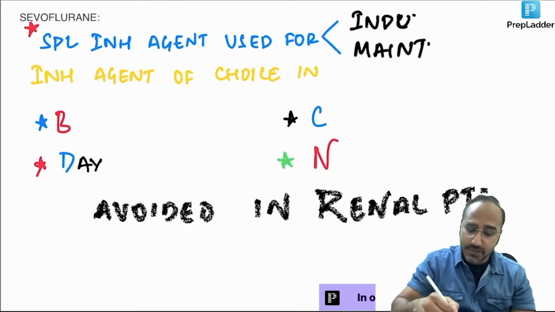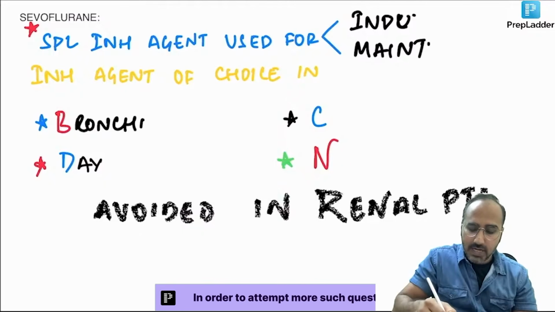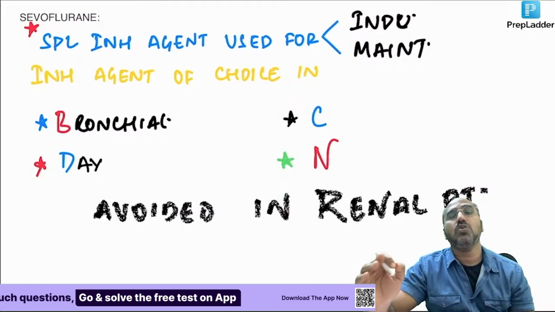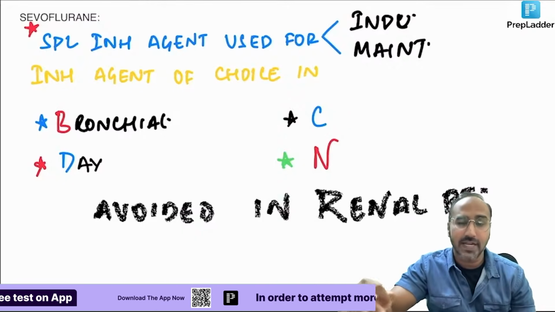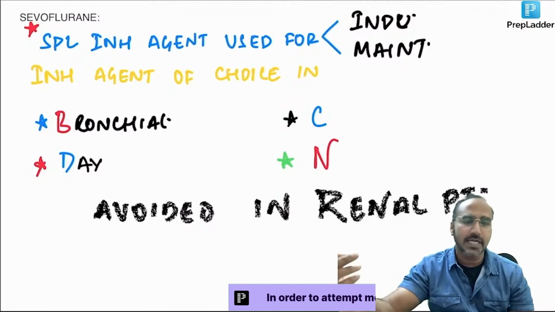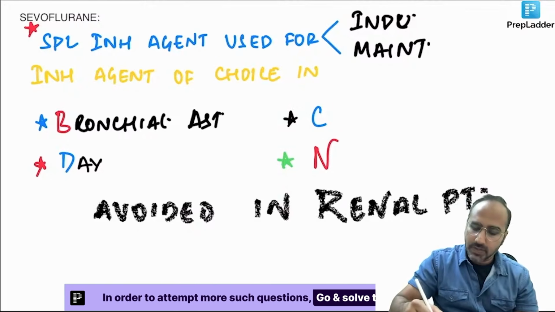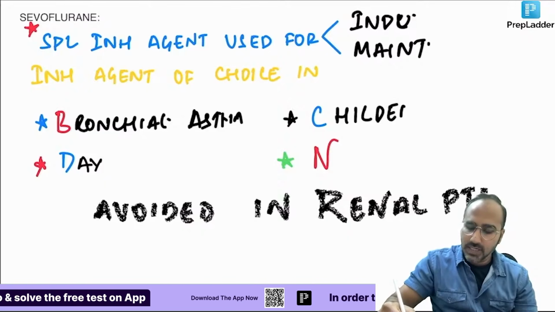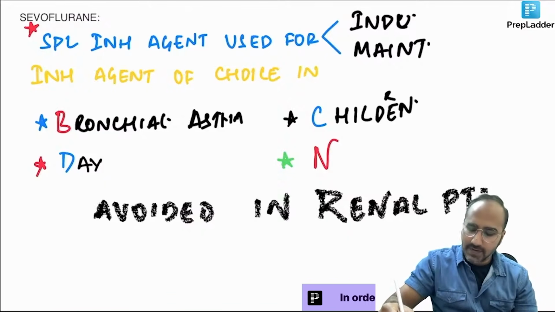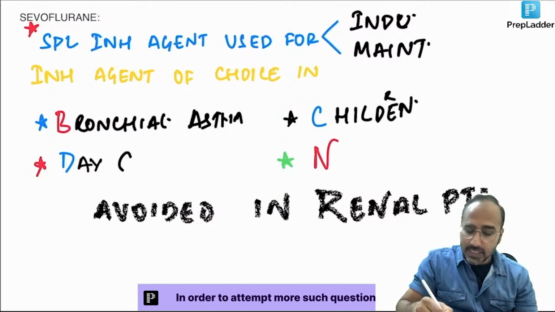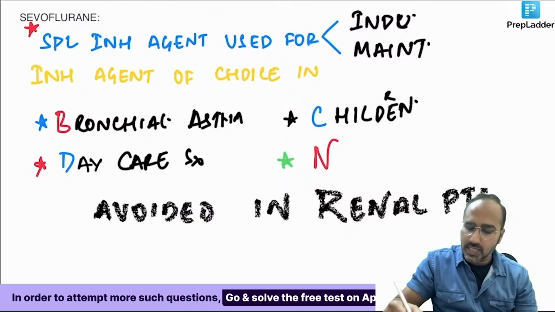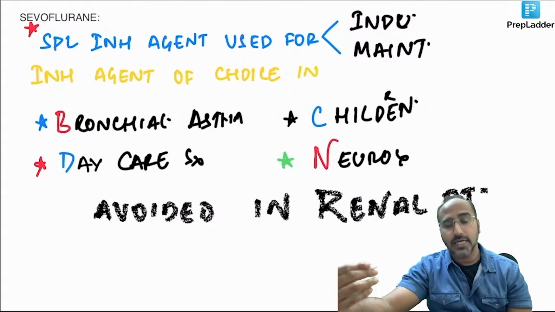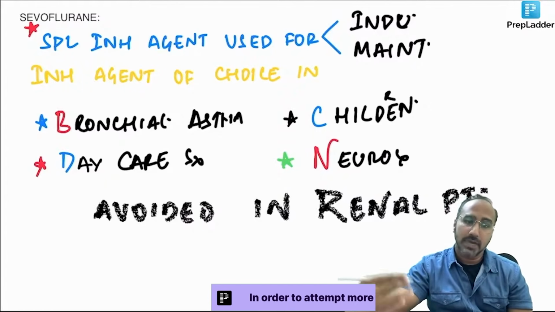It is the inhalational agent of choice for bronchial asthma. Why? Because it causes a good amount of bronchodilation. When compared to halothane, it causes less airway resistance. Hence, it is the best inhalational agent for bronchial asthma. Next, it is an inhalational agent of choice for children. Why? Because it has a pleasant odor. Next, it is an inhalational agent of choice for daycare surgery as well as neurosurgery. Now guys, remember daycare surgery, previously we used to say desflurane is best. But nowadays it is what, guys?